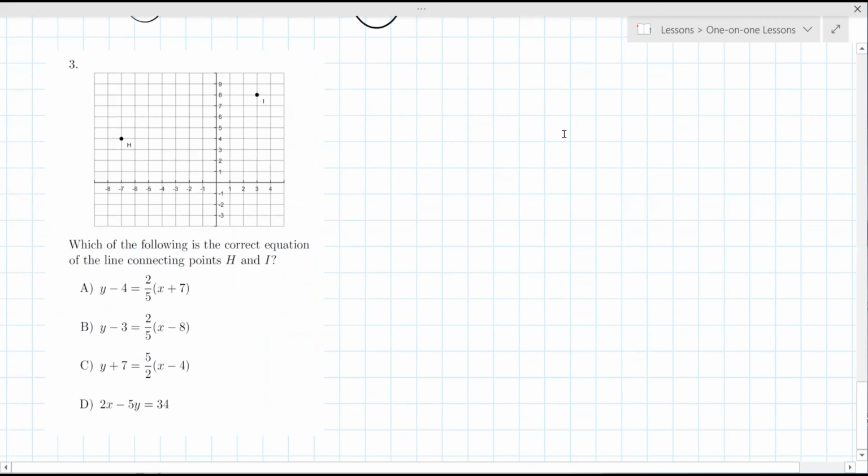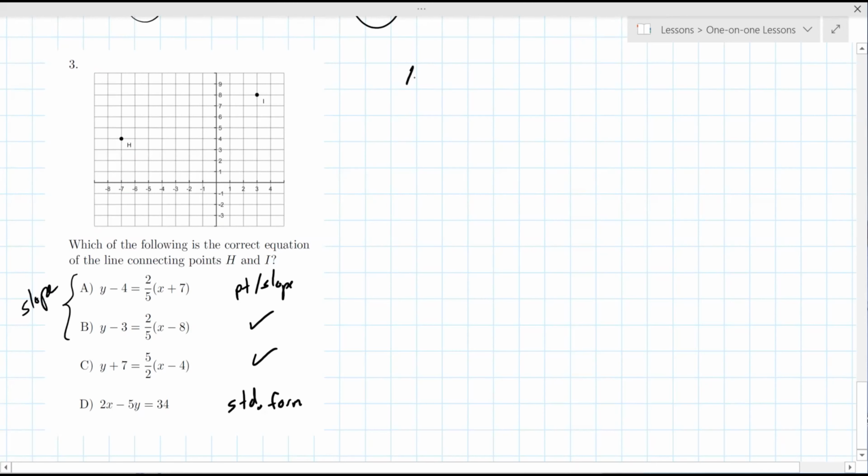Which of the following is the correct equation of the line containing points H and I? If you look at these equations, these are in point slope form, and this one is in standard form. Sometimes it's good to look at what's the same and what's different. What's the same about these two is they have the same slope.